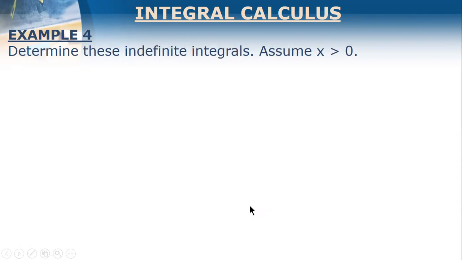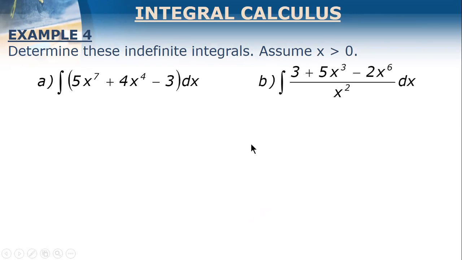So, example number 4. Determine these indefinite integrals. Let's assume that x is greater than 0. Letter A, integral of the quantity 5 times x raised to 7 plus 4 times x raised to 4 minus 3 dx. And then letter B, integral of 3 plus 5x cubed minus 2x raised to 6 all over x squared dx.